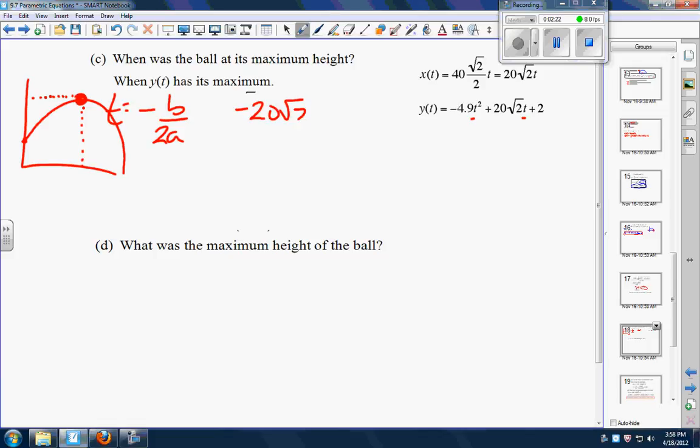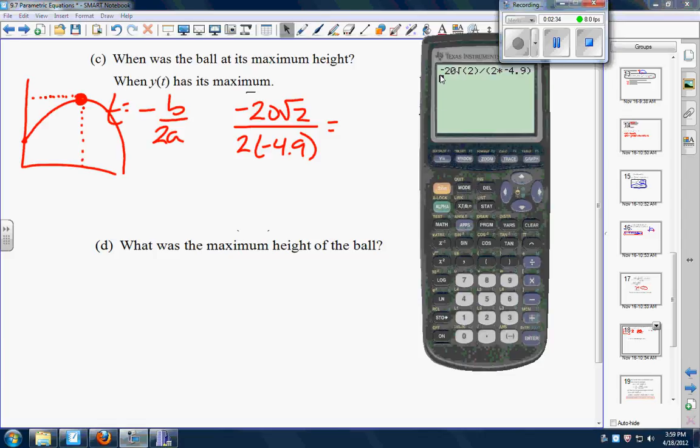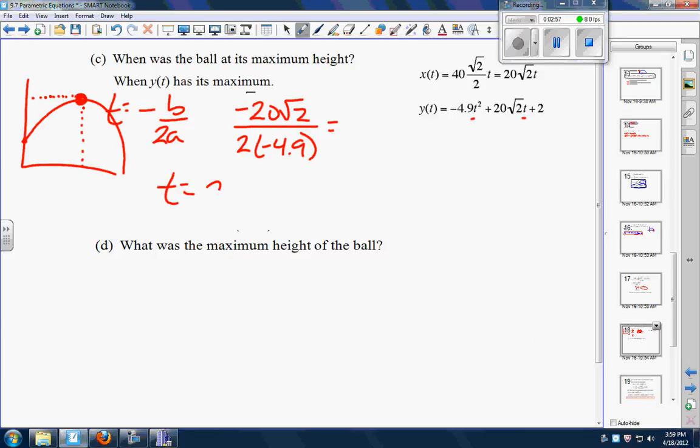So negative 20 square root of 2 over 2 times negative 4.9. Watch how you punch that into your calculator. Be real careful. Make sure you add the extra parentheses down here so you don't do 2 times 4.9 in the wrong order. I know we wrote it this way, but that way in your calculator won't work. So we need to divide by that entire quantity down there. And we get 2.886. So that's when the ball was at its maximum height.